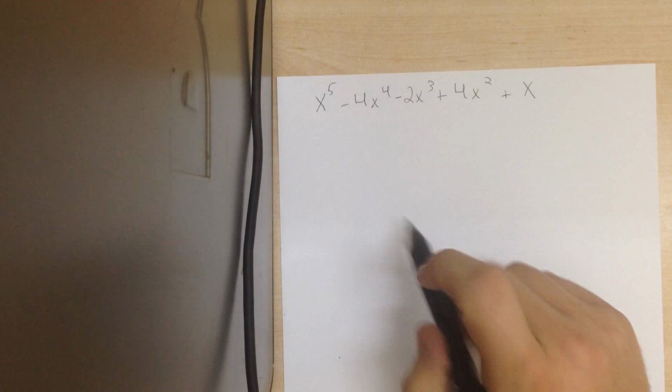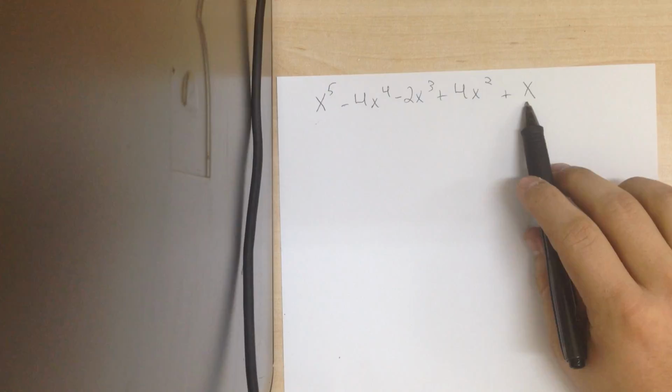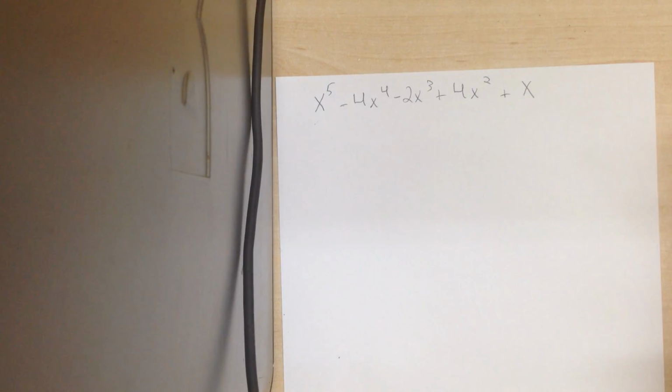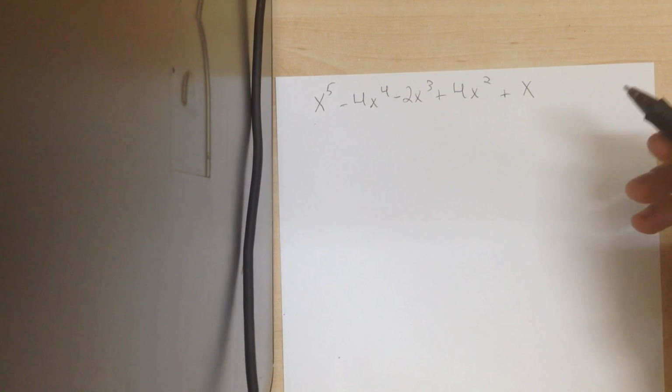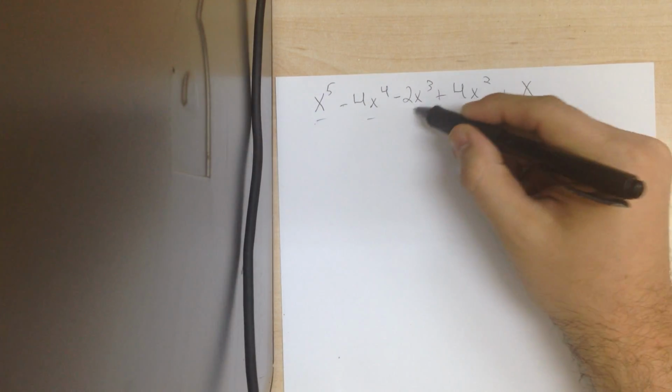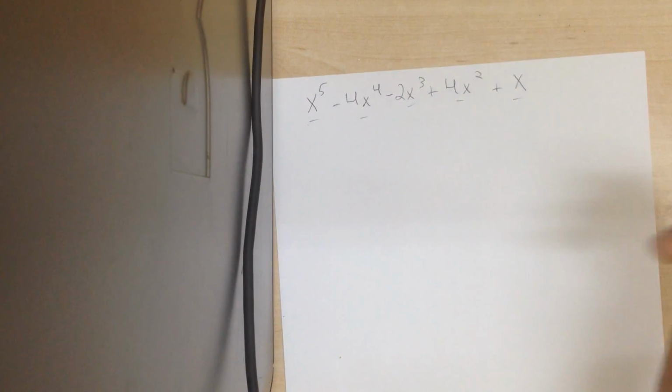All right, so what I want to do here is factor this problem. Basically, I just want to find all of the roots. The goal is to find all of the zeros of this polynomial function. Okay, so good first step, always check for those common factors. It looks like I have an x in all of these, so I'm going to start by pulling that out.